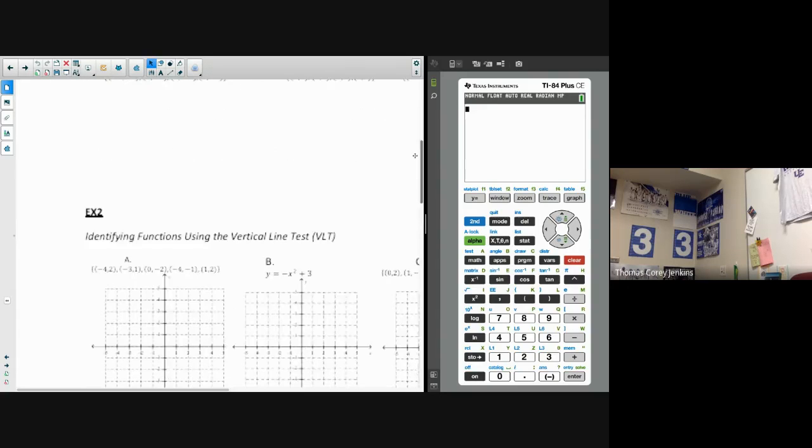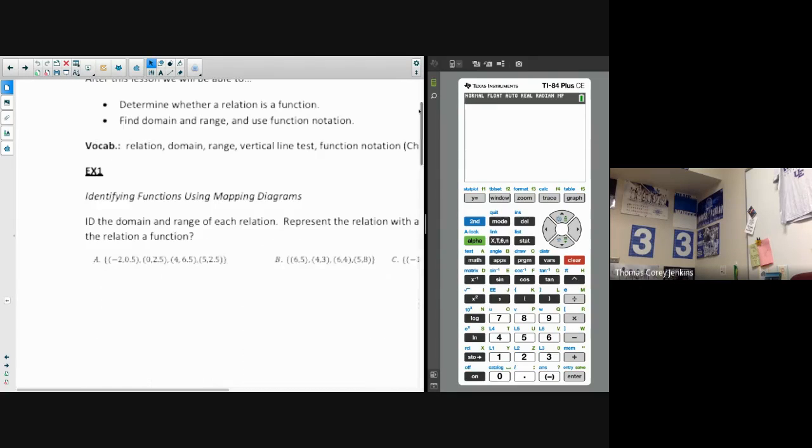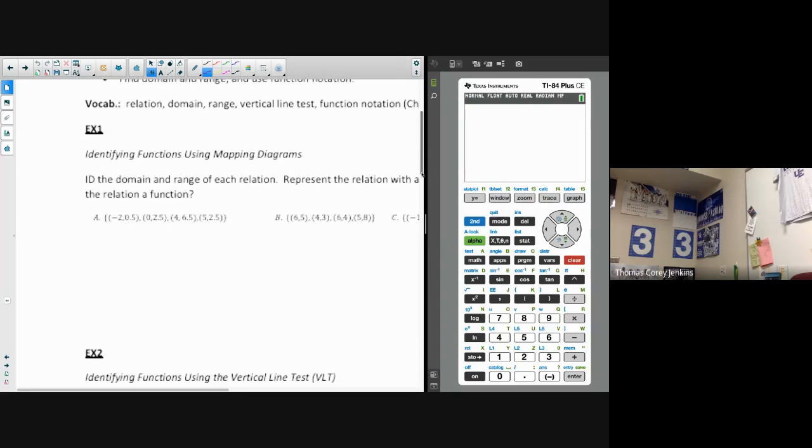All right, so example 1 is about identifying functions using mapping diagrams. Really, I don't love mapping diagrams, if I'm being honest. So I'll show you how to do a mapping diagram and how to read it, but I'll also show you the easy way to identify whether or not a relation is a function.